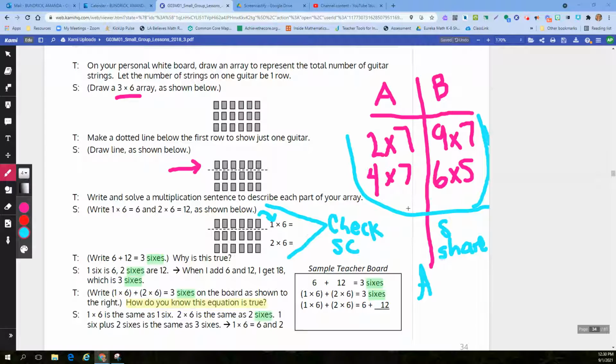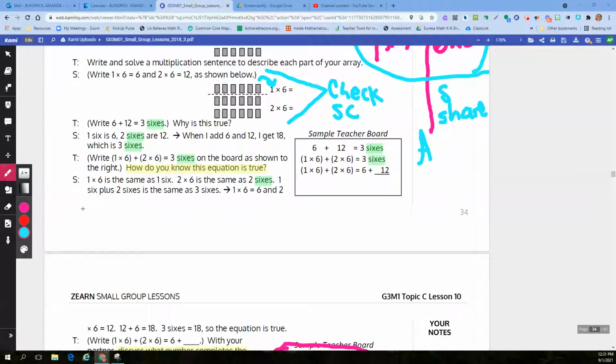So there are many ways to clearly communicate to students and really have students speaking to each other, because we want them talking back and forth, maybe even using the writing revolutions, because but so. I got this because I saw, or I know this equation is true because 1 6 is the same as 1 6. 2 times 6 is the same as 2 6s, but it is also the same as 12 because but so.